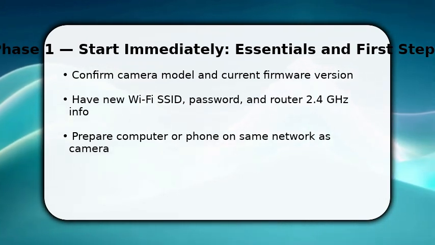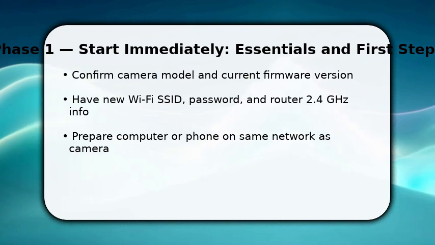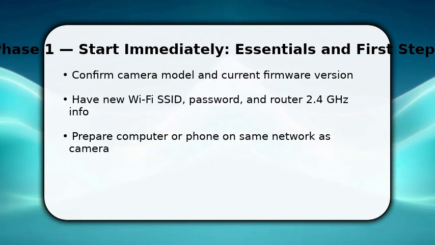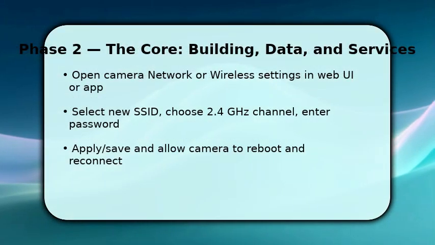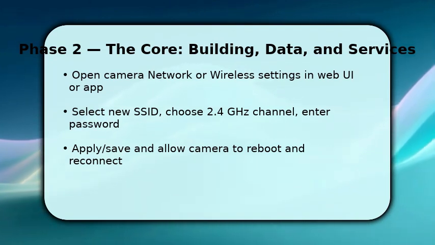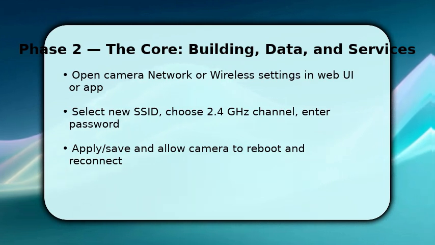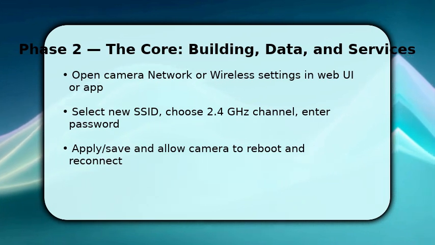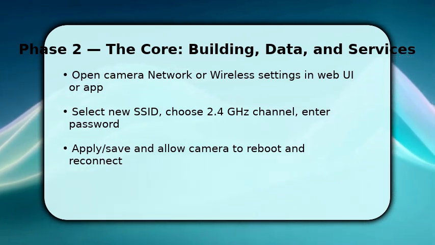Make sure you have the new SSID and password handy, because you will paste them into fields that do not show characters for security. You navigate to network or wireless settings. In the web UI, this is under configuration. Select the new SSID from the scan list, choose 2.4 GHz if the model requires it, and enter the exact password with correct capitalization because it is case sensitive.